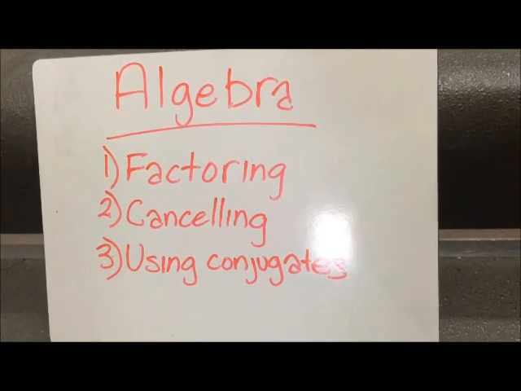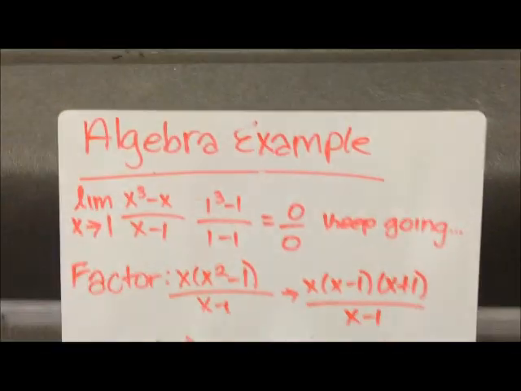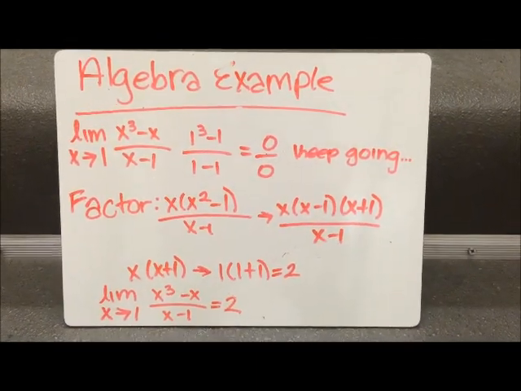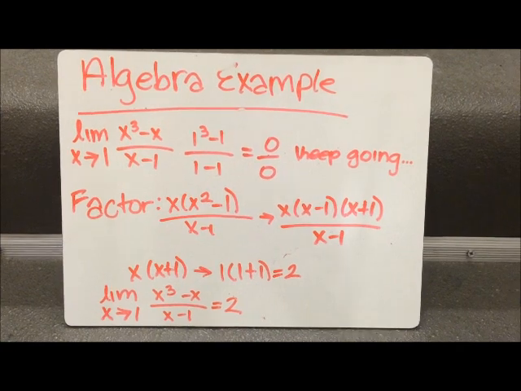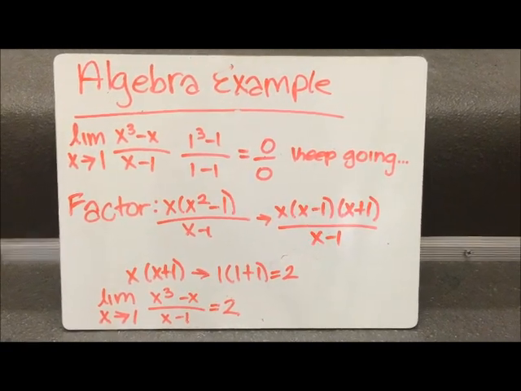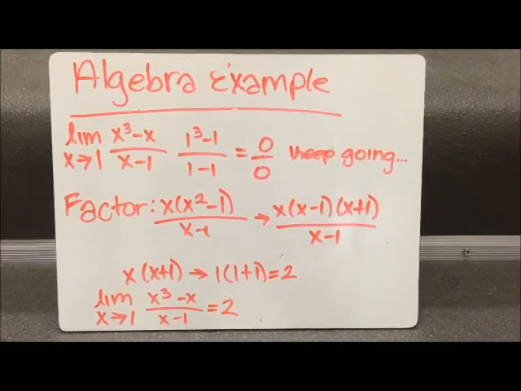And there are 3 parts to algebra, which consist of factoring, canceling, and using conjugates. So, for this first example, we have the limit of x approaching 1 of x cubed minus x over x minus 1. When you plug in 1, you initially get 0 over 0, which is not okay, so you have to keep going. The proper method for this problem is to factor.